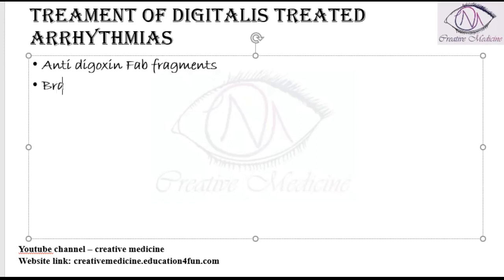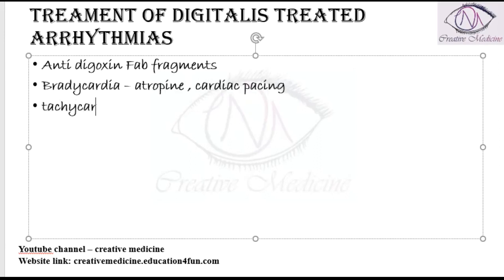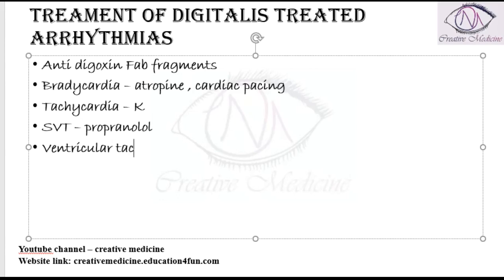Then, if the patient has bradycardia or bradyarrhythmias, atropine is given and cardiac pacing can be done. If the patient presents with any tachyarrhythmias, then potassium is given. If the patient presents with supraventricular tachycardia, then propranolol can be given. If the patient presents with ventricular tachycardia, we can give lignocaine to the patient.